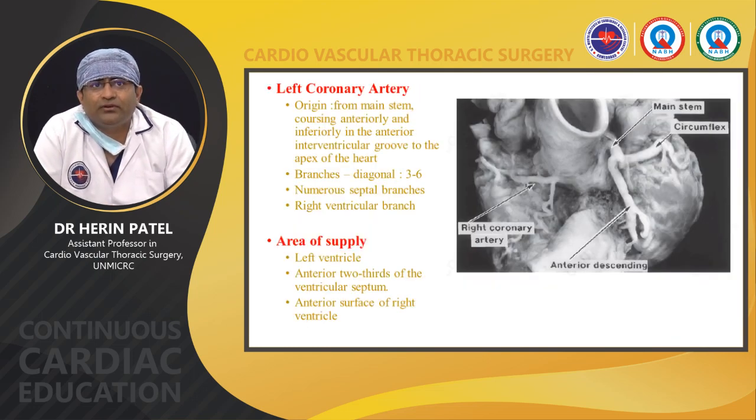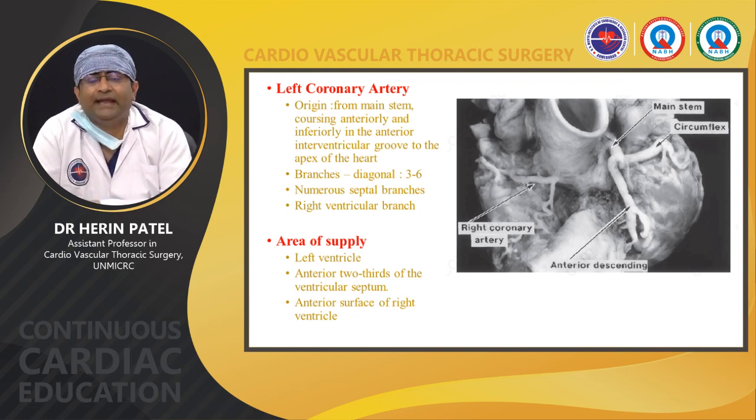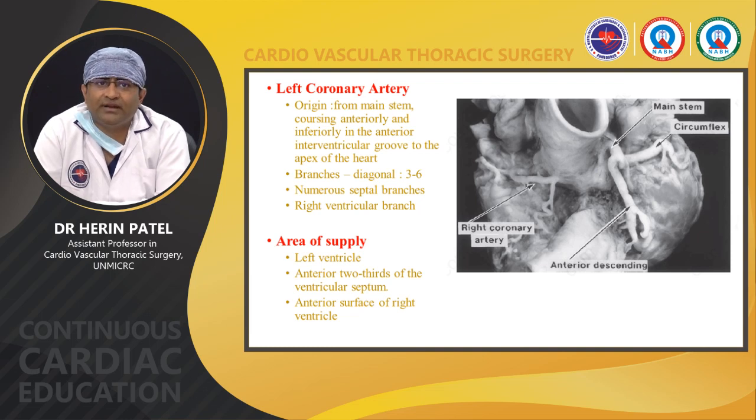As I said, the left coronary artery arises from the main stem, coursing anteriorly and then inferiorly into the anterior interventricular groove to the apex of the heart. It has branches like the diagonals, which are three to six in number, and it provides numerous septal branches and also right ventricular branches.